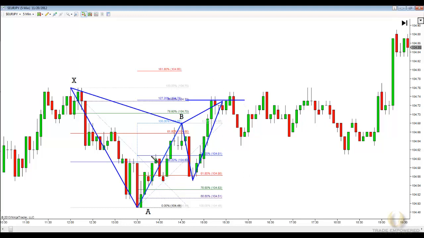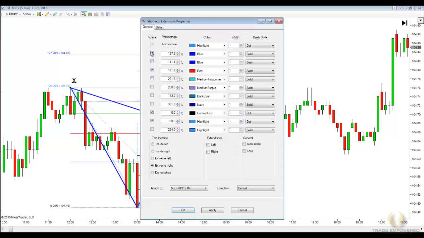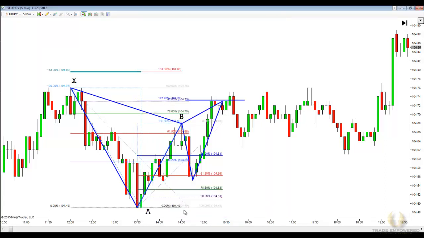For stops, we're going to take our Fibonacci extension tool from our A leg back to our X leg and back down. We're going to double click on that and make sure we bring in our 113 Fibonacci inversion, which comes in right at 104.80. So we want to make sure to get stops right above 104.80.